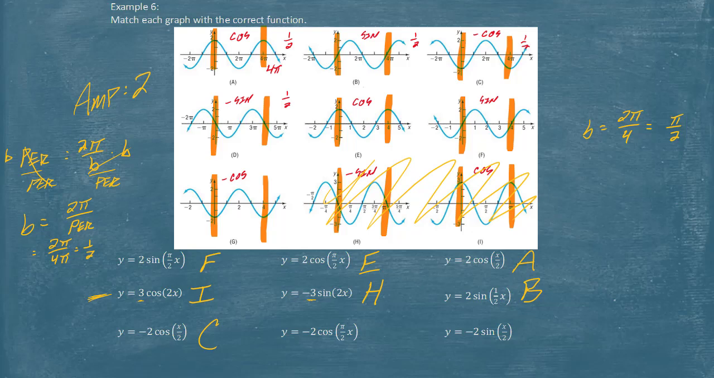Negative 2 cosine with pi halves means it goes through 4, so which one's a negative cosine with 4? That's G. And that leaves me with only one option left, but let's look at it a little more specifically. It is 1/2 x, so that should go through 4 pi as its period. So since that one is negative 2 sine, that must be letter D, which was the last option I had altogether anyway.